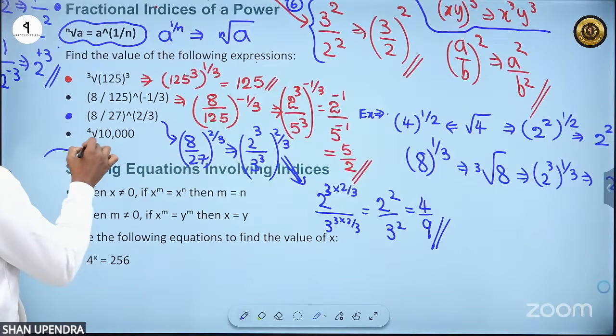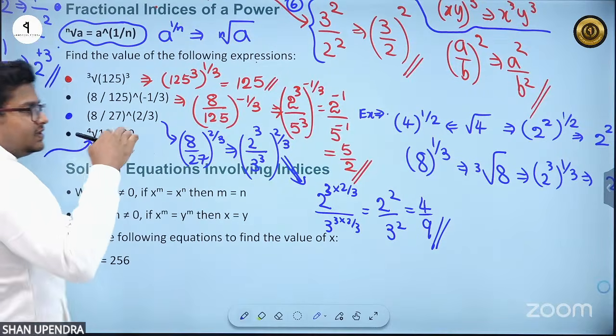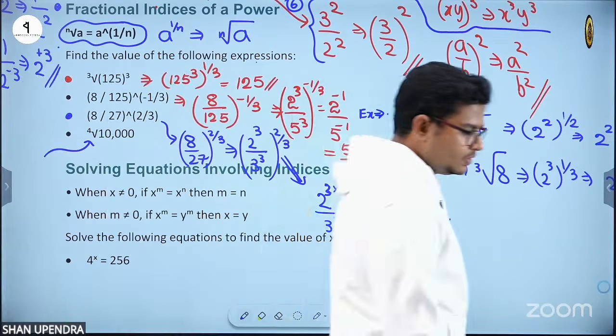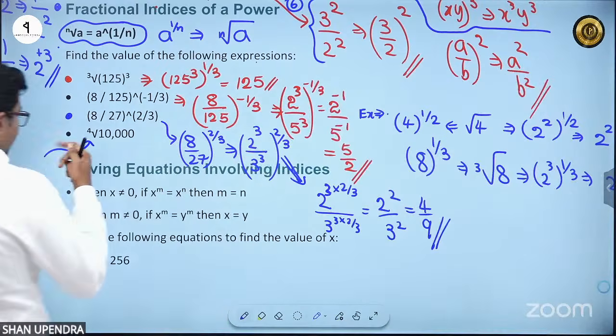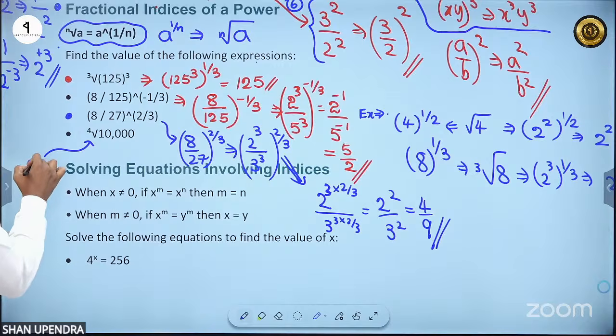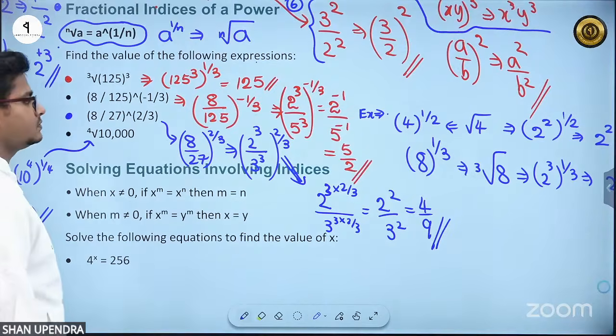This one, you can see this is 10 to the power 4, and it's asking to take the 1 over 4th power. So 10 to the power 4, to the power 1 over 4, is just 10.